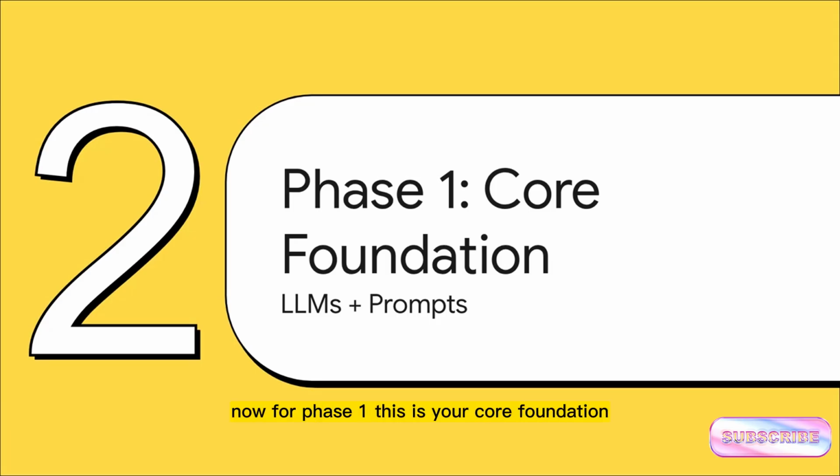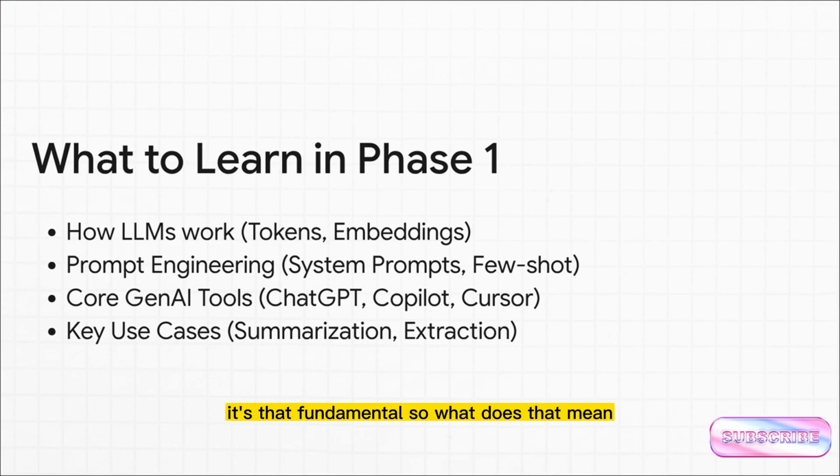Now for phase 1. This is your core foundation. And listen, this is so important. If you can get really good at just one thing, and that's talking to LLMs with prompts, you can honestly build about 80% of the AI apps that are out there today. It's that fundamental. So what does that mean you should actually learn?